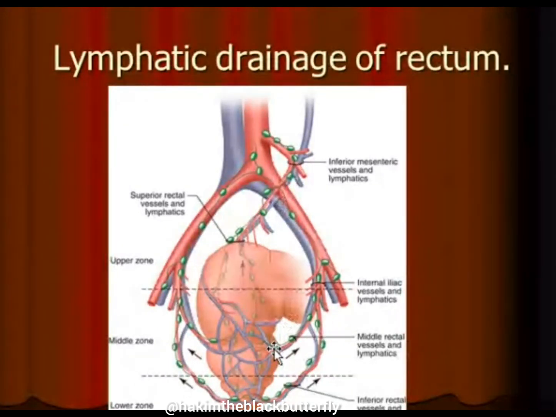And then for disease in the middle, you can see the rectum is divided into upper, middle, and inferior portions. So the upper one is going to spread towards the superior rectal lymph nodes. Then the middle is going to spread towards the middle rectal lymph nodes. And then the inferior one is going to spread towards the inferior rectal lymph nodes, because lymph nodes move along arteries.